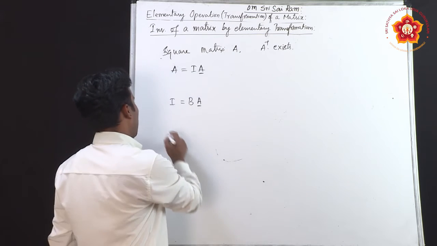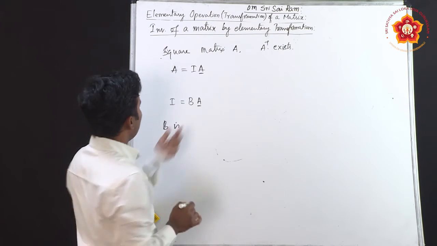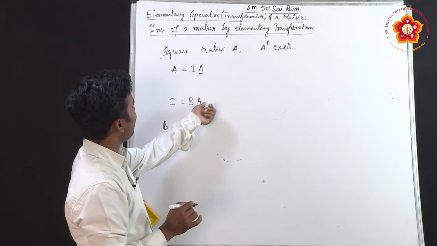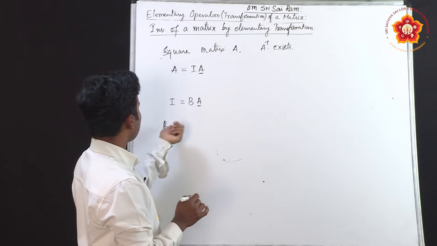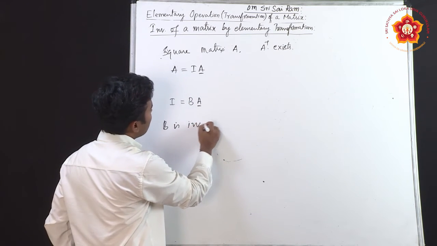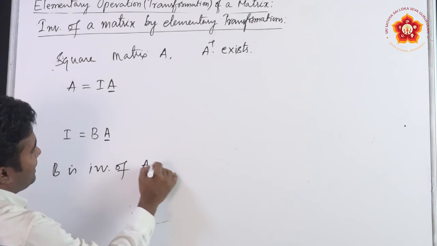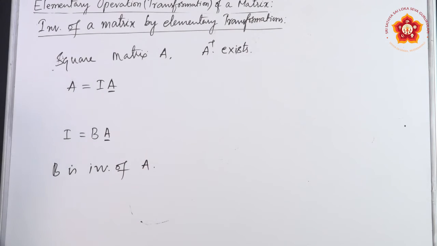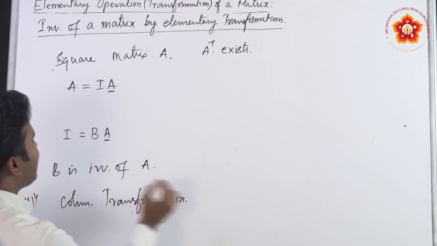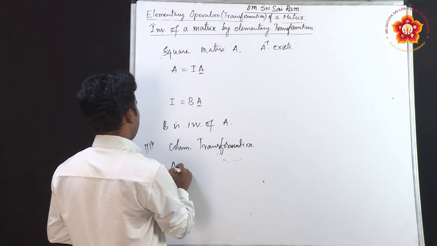Then we can say that we got BA is equal to AB is equal to I. That means B is the inverse of matrix A. That is how we find it using elementary row transformation. Similarly, we can find A inverse using column transformation.